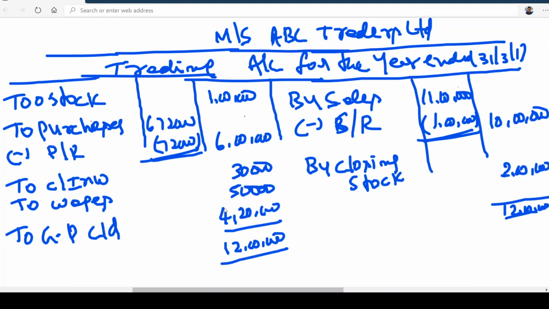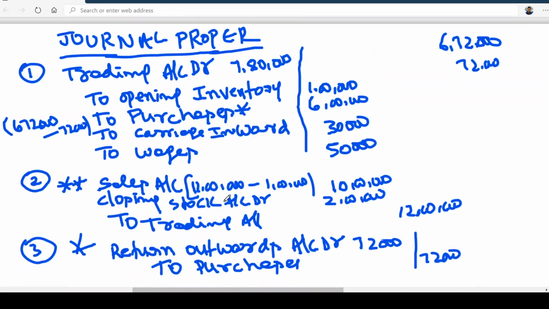Through entry you can cross check. 420 plus 80, 5 lakhs, 5 lakhs plus 6, 11 plus 1, 12 lakhs. Now you see the entries here.